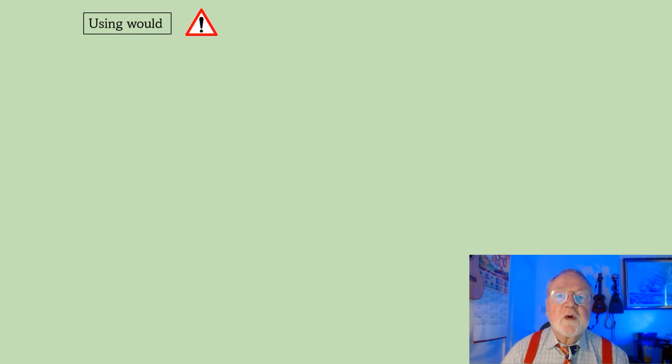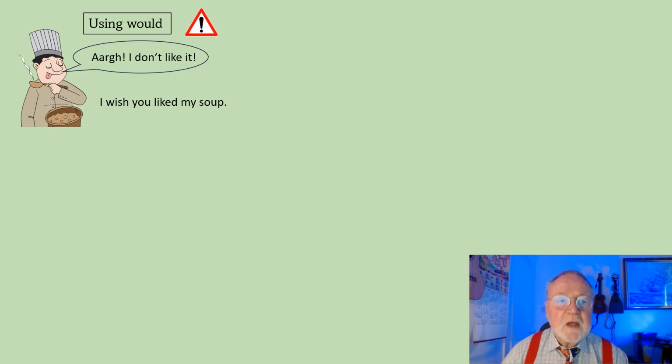You have to be careful about using would following wish. I don't like it, said the chef. I wish you liked my soup. And I've used the unreal past, liked. I can't say here, I wish you would like my soup. So be careful with would following wish.